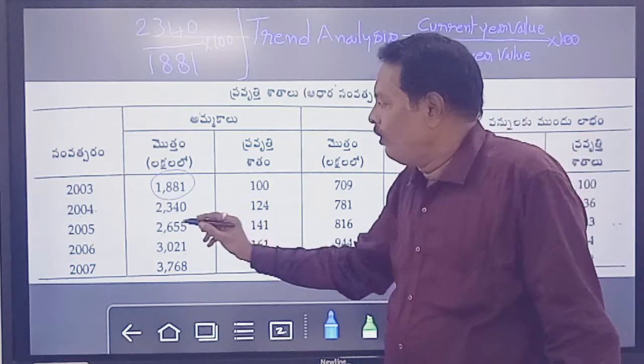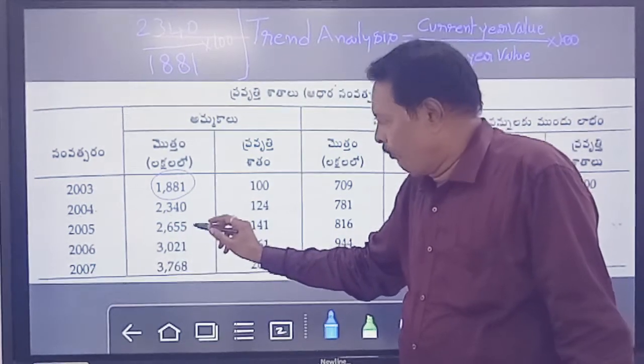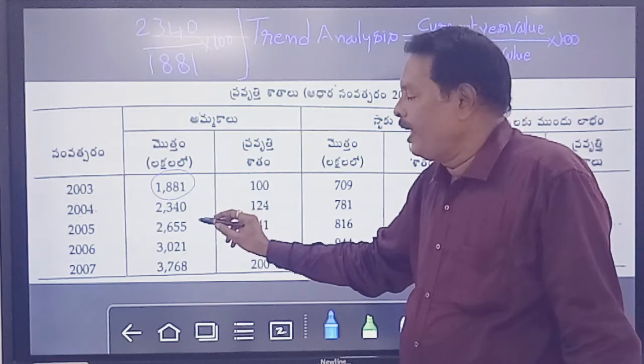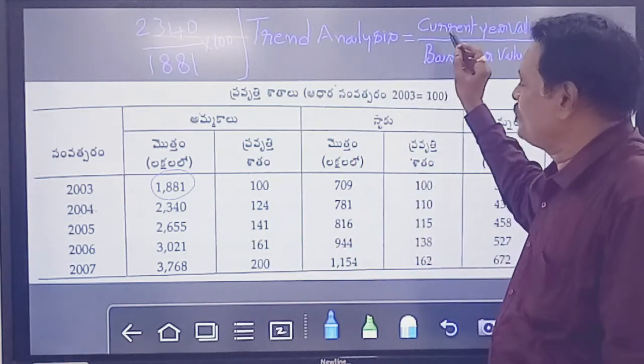Like this, for 2005, for this year, we have to calculate the percentage with the help of this formula.